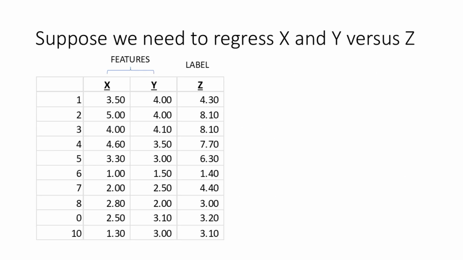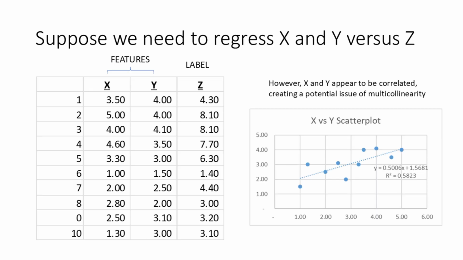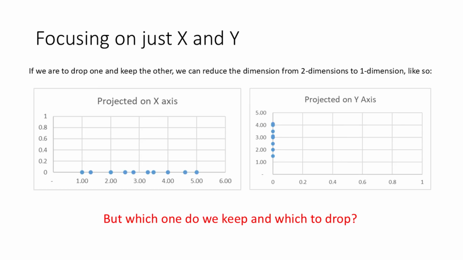Here in this example, we have independent variables x and y, and we want to predict z, the dependent variable. However, a preliminary analysis of x versus y shows strong correlation, so we're worried about multicollinearity. Intuitively, we consider dropping x or y before regressing versus z. But then, how do we decide that?